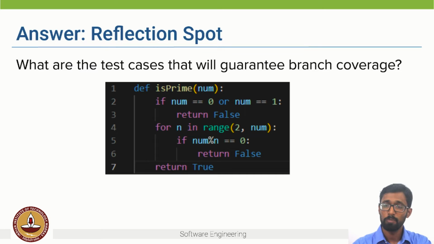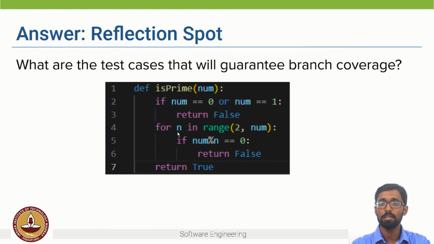For branch coverage, as we saw, we have to check that the condition at each branch evaluates to true for one test case and evaluates to false for the other test case. In this case, for the if condition at line number 2 to evaluate to true, num should either be 0 or 1. So 0 or 1 is one test case. And for this to evaluate to false, it's not 0 or 1.